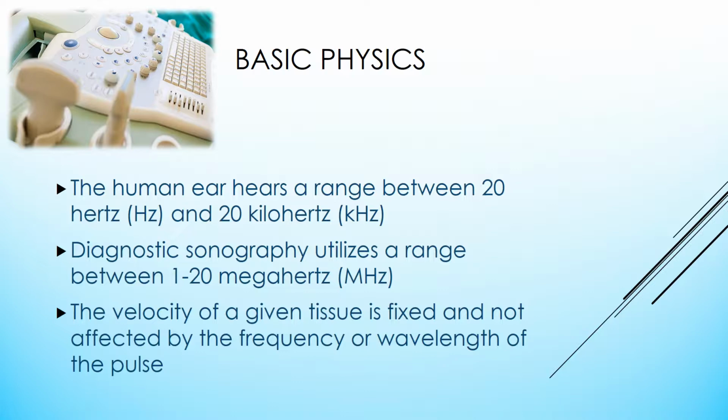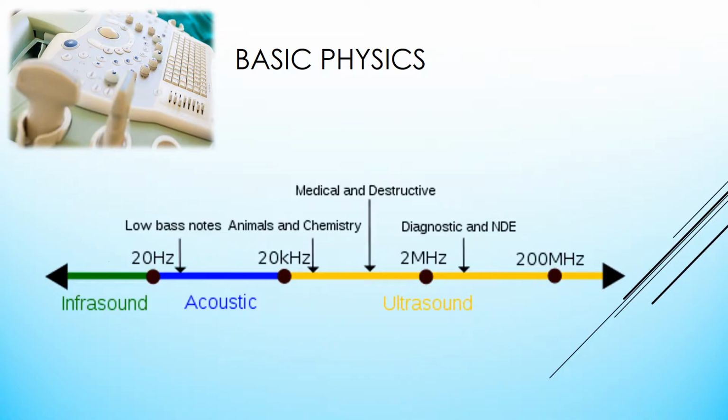The human ear hears a range between 20 Hz and 20 kHz. Diagnostic sonography utilizes a range between 1 and 20 MHz. The velocity of a given tissue is fixed and not affected by the frequency or wavelength of the pulse. This graphic demonstrates where ultrasound lies on the acoustic spectrum.